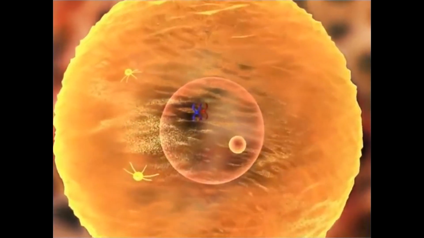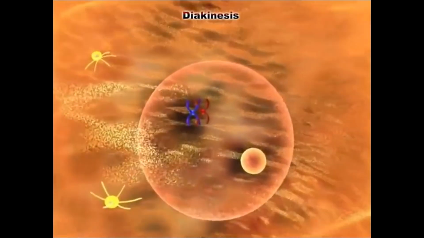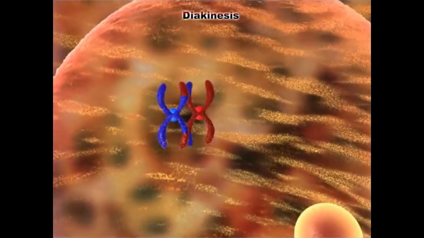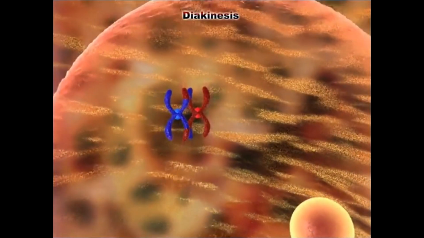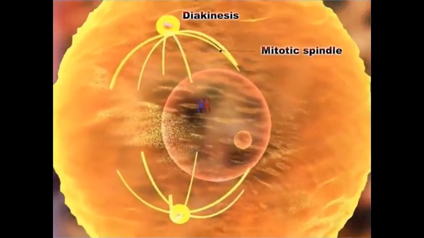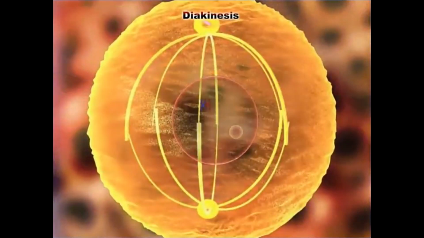Diplotene is followed by diakinesis, which is also the last stage of prophase 1. During diakinesis, the chromosomes are fully condensed, the nucleolus and the nuclear membrane dissolve, and the mitotic spindle begins to assemble.